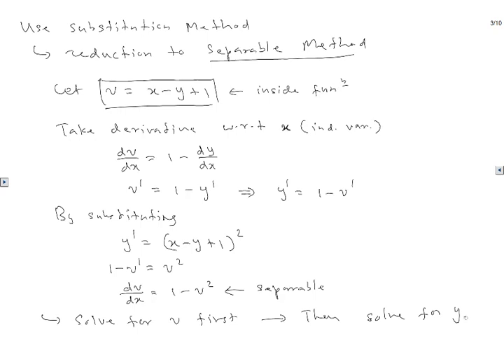So what we can do, we use a special substitution, or a direct substitution. That direct substitution brings the problem to a separable equation. Once you bring it to a separable equation, we use the techniques learned in separable equations to solve for v first. Once you solve for v, we can replace that v by x minus y plus 1 in this case, and then you can solve for y. So let's do this in a real problem.